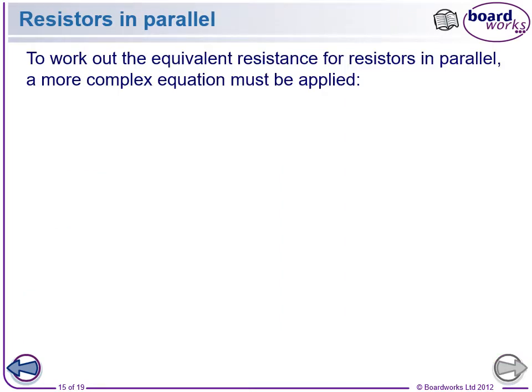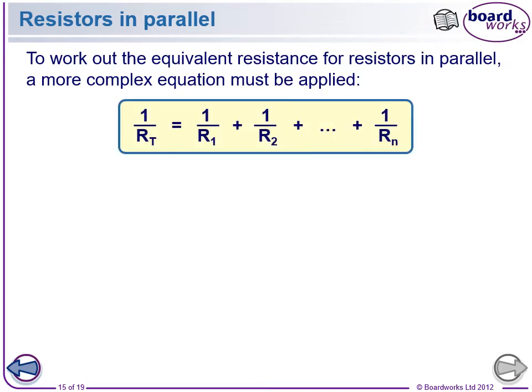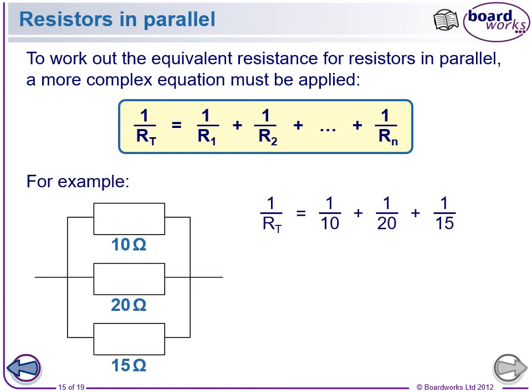Okay, equivalent resistance for a parallel circuit is a bit tougher to work out than in a series circuit. Not much, but a little bit. That is our equation. So 1 over the total resistance is equal to 1 over the first resistor plus 1 over the second resistor, and so on. So in our example here, we want 1 over our total resistance. Now, by the way, the easiest way to muck these questions up is to forget that it's 1 over and just to say the equivalent resistance is equal to that. Okay, do not make that mistake. 1 over the equivalent resistance is equal to all of that.